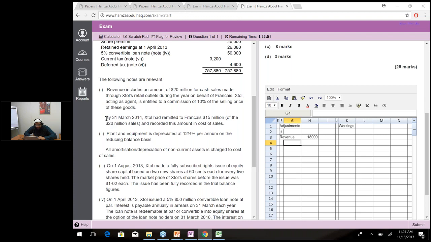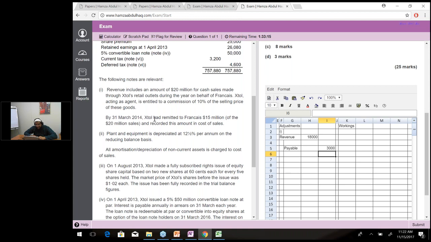Now the question further says that by 31st March 2014, Xtol had remitted to Francis $15 million. So we had received 20 million. Now we have paid 15 million. What is left? 5 million. Out of which 2 relates to us. Remaining 3 is a liability. We have received 20. 2 relates to us. 18 we have given to Francis. We have paid 15. So the remaining amount is now 3,000. So we can say that the payable should be recorded by 3,000.